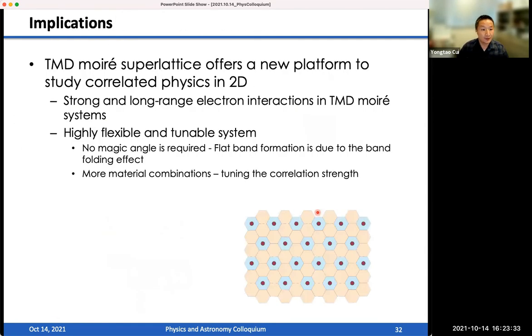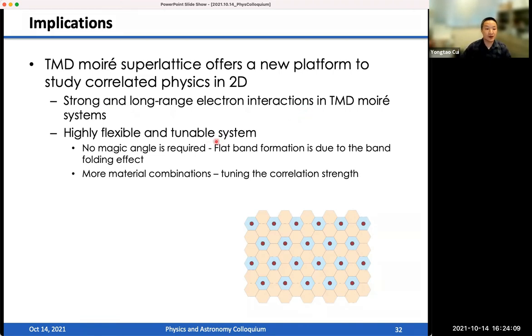All right, okay. As a summary, and to talk about the implications of this Moiré superlattice: we believe it offers a new platform to study correlated physics. The reason is that from our experiment, we can see the interaction strength is really strong, above 100K, and also long range. Electrons separated by a third or fourth nearest neighbor are still interacting strongly. So the interaction strength in the system is really strong.